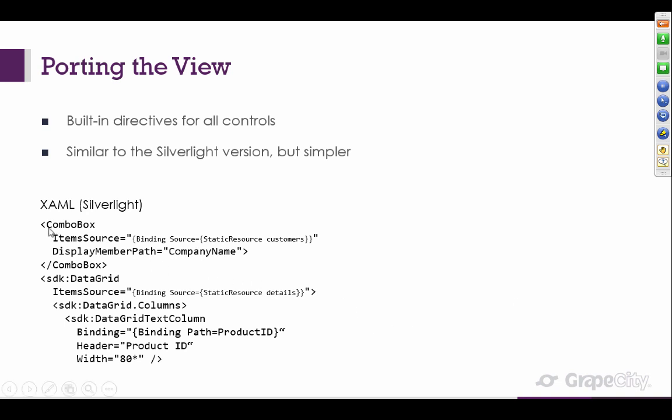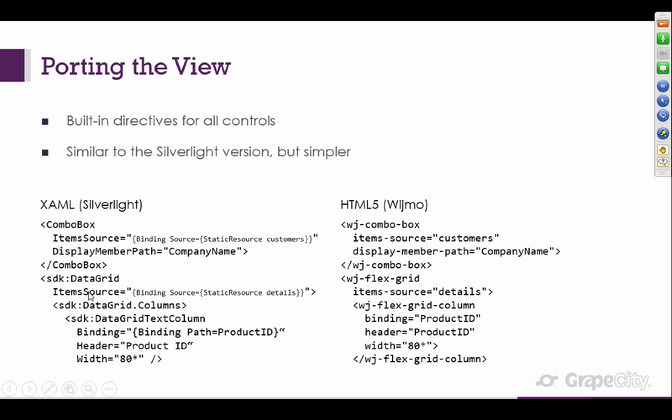And we can see we have a combo box in the Silverlight markup, and then we have a data grid. And those are both controls that come out of the box in Silverlight. And you can see we're setting their item source and binding it to a customers collection view for the combo box, and then we are data binding the details collection view in the data grid. Now let's look at the Wijmo version.